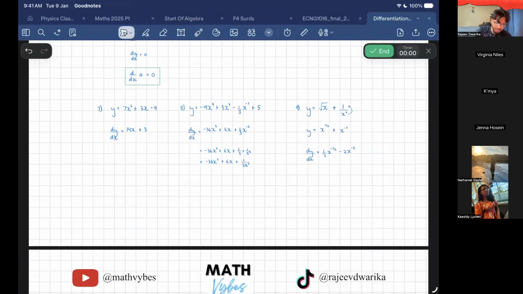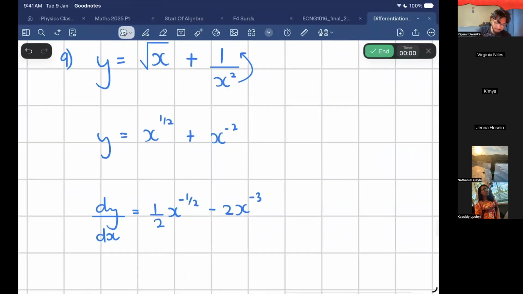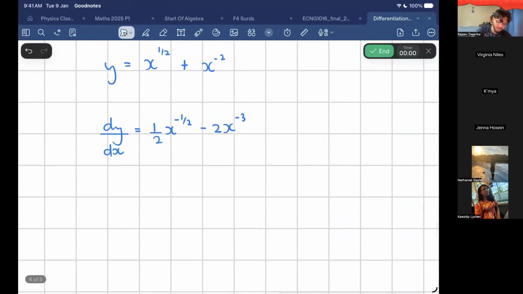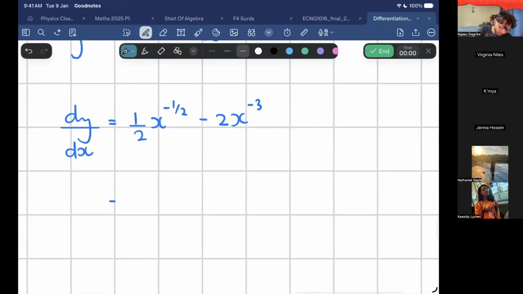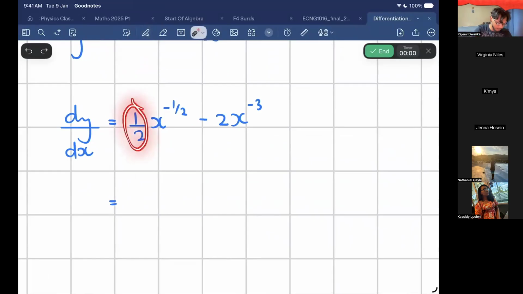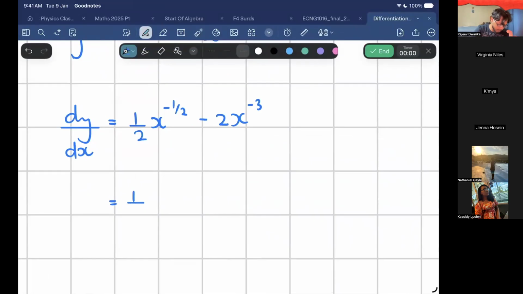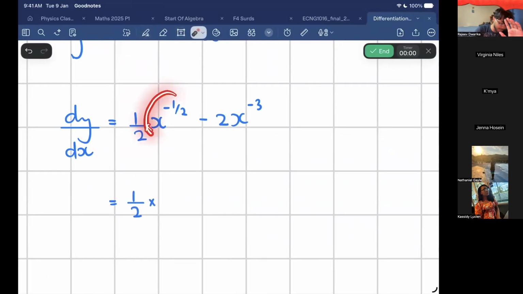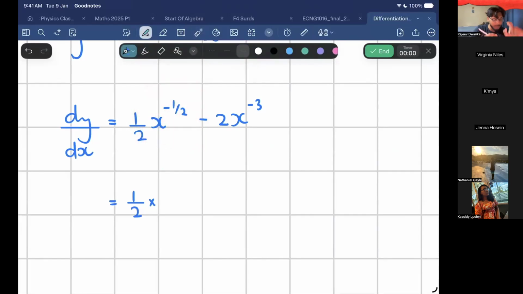So Nathaniel, pay close attention to this. So we have a half. You see now, we have a half, and we're going to multiply that by x to the power negative a half. Now you tell me, what does x to the power negative a half mean? It would be 1 over square root x. Right, 1 over the square root of x.